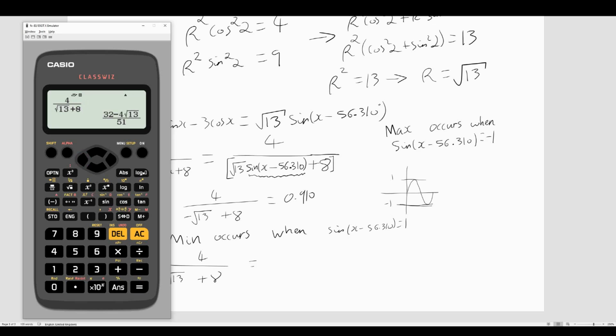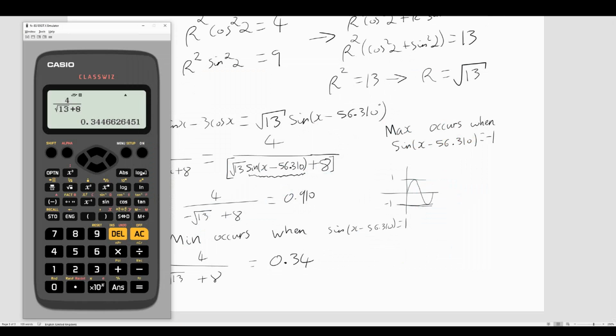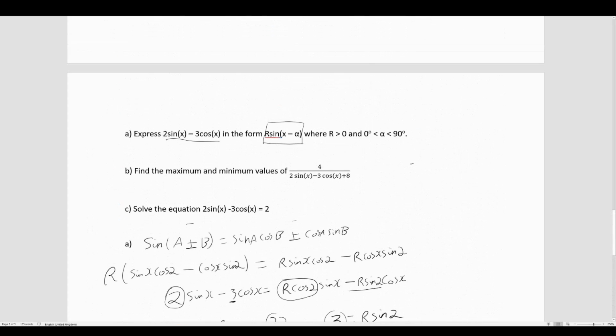excuse me, that would be 0.345 to 3 decimal places. Okay, so those are our maximum and minimum values. So be very clear, this is your minimum, 0.345, and the maximum is 0.910.